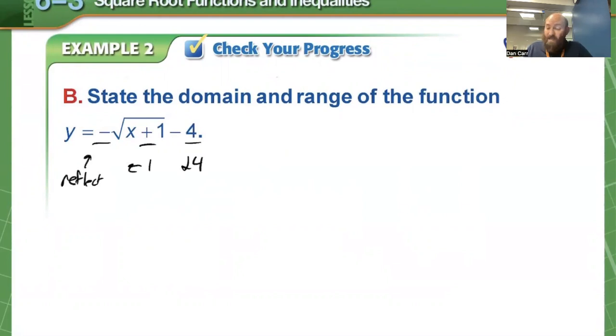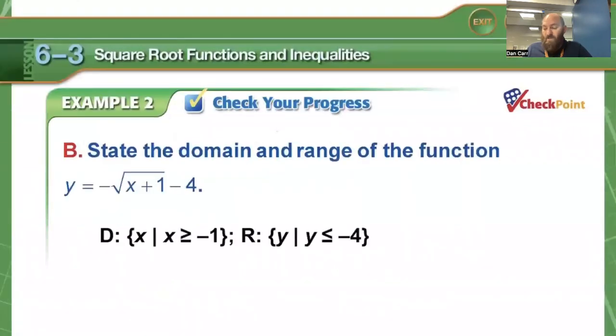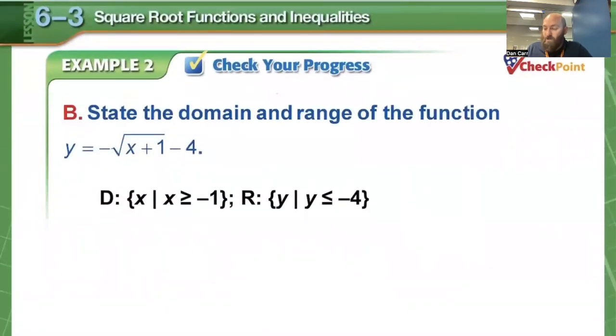So without graphing, I can say this in interval notation or set notation. X has to be greater than or equal to -1 because it's going to go left to right. And for my range, it's actually less than or equal to -4 because of the reflection and -4 being the highest. Okay, that's it for 6.3.